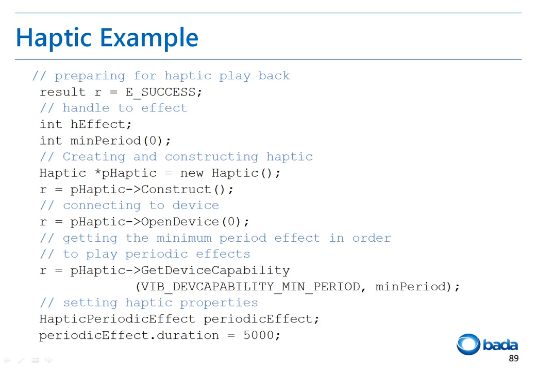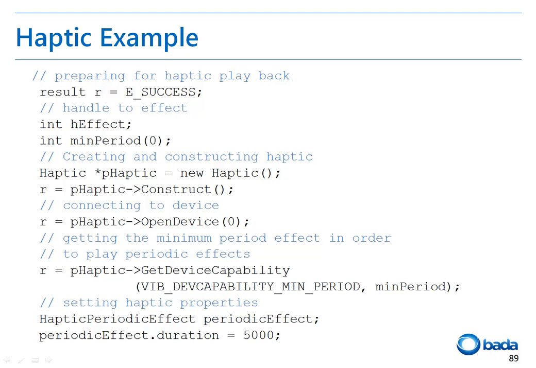This is an example of using the haptic feature. In this code, we will play haptic using the haptic function. First, to create the haptic effect, I create and construct a haptic object. Then, I connect haptic to the device. Here, device 0 is the default device. Next, the minimum effect interval capability of the device is determined.